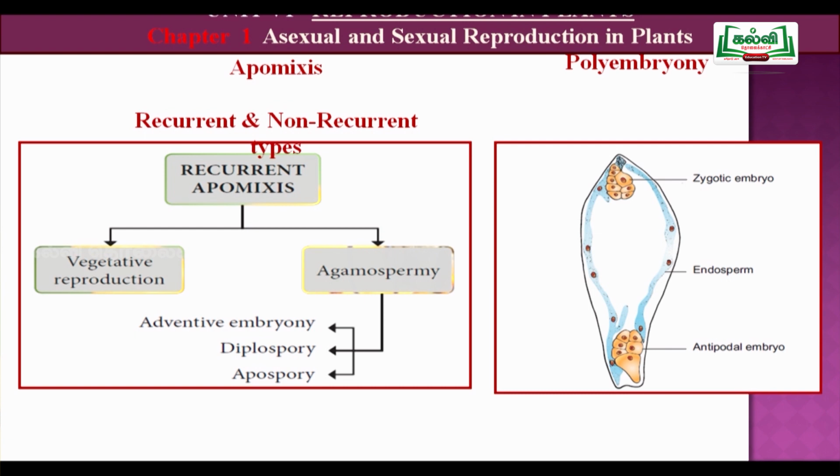One is adventive embryony: the integuments develop into a new plant body, or new embryo. We call it adventive embryony. Diplospory: the megaspore mother cell straight away develops into a new organism or embryo. We call it diplospory. Apospory means the megaspore mother cell undergoes meiotic cell division to form four haploid megaspores. All the megaspores disintegrate, and some of the cells present in the ovule straight away develop into the embryo sac. We call it apospory.